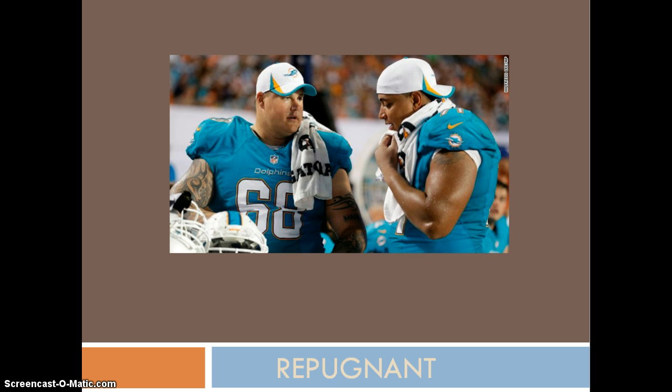Next one is repugnant, and this picture, if you don't know who those two people are, it's the Miami Dolphins. The guy on the left is Richie Incognito. The guy on the right is Jonathan Martin, and there was a little controversy with bullying between Richie Incognito and Jonathan Martin. So his actions would be a little repugnant, which as an adjective, is offensive, disagreeable, or distasteful. The synonym is revolting, and the antonym is attractive.